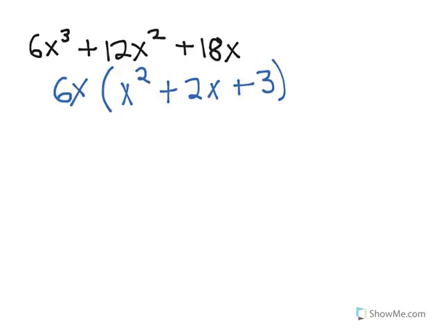And so our final answer is 6x times the quantity x squared plus 2x plus 3.